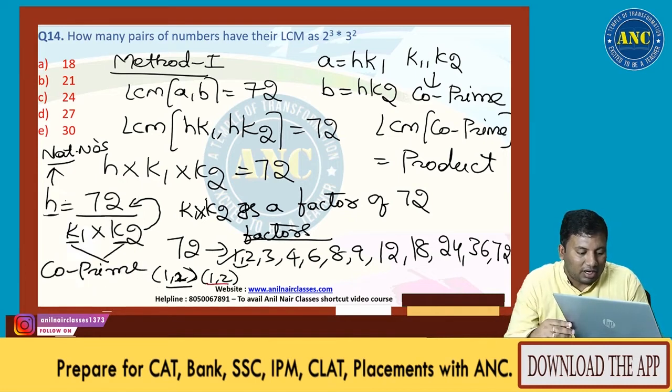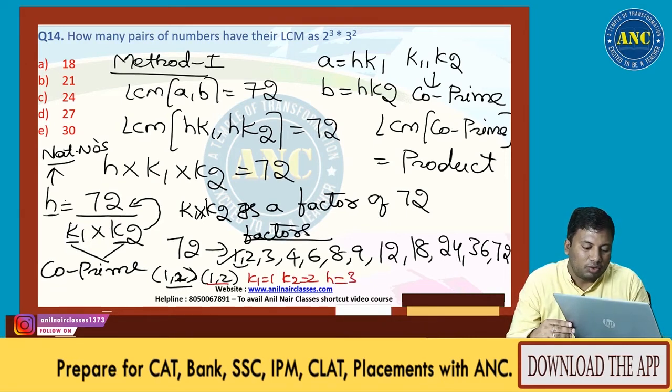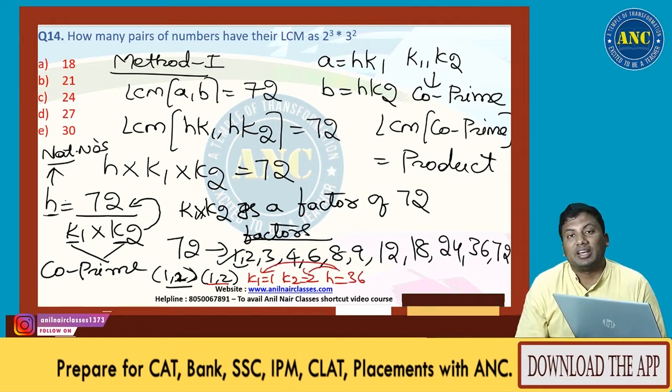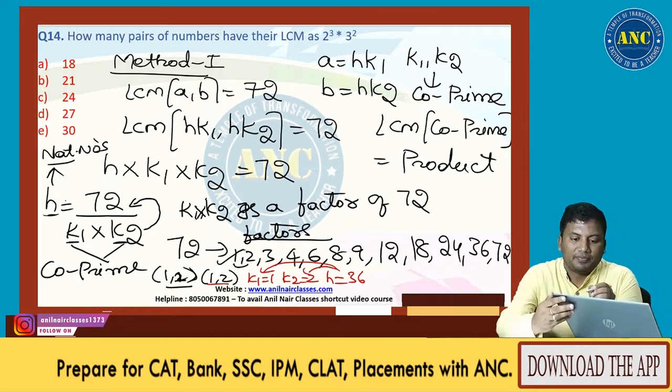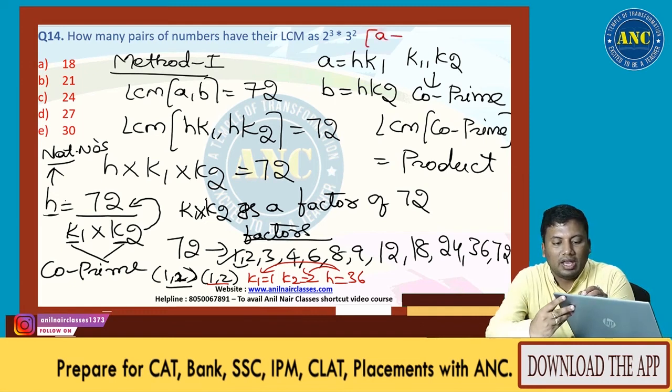I will take one example so that it will be clear. If I take 1 comma 2, K1 equals 1, K2 equals 2. H is nothing but 72 by 2, 36. LCM of HK1 comma HK2, LCM of 36 comma 72 is 72. That means the concept we discussed yesterday, A plus B plus 2AB, will also be used and 1 also will be added.